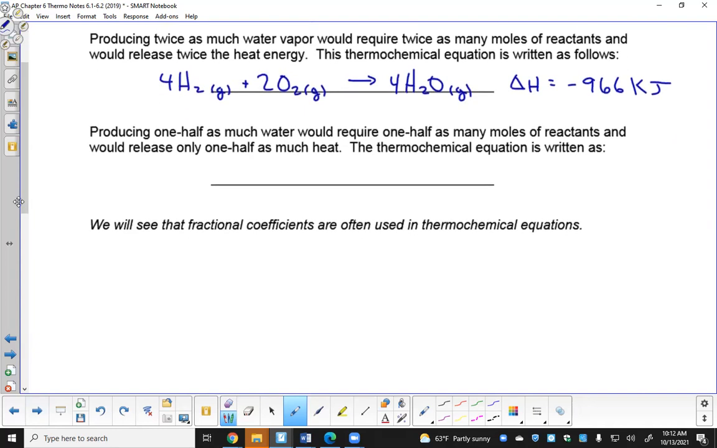Likewise, and this actually happens quite frequently, producing half as much water would require 1/2 as many moles of reactants and produces only 1/2 as much heat. And that would look something where we actually use a fraction for a coefficient.